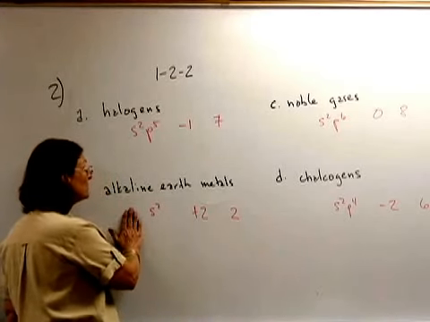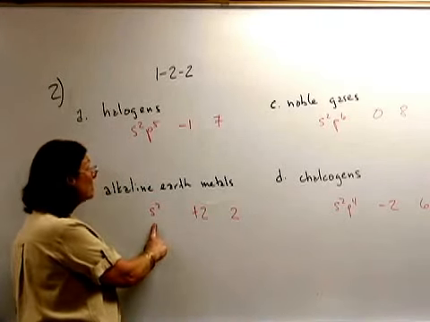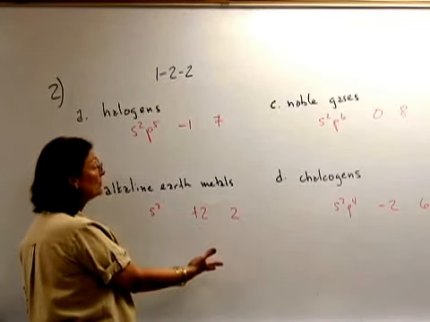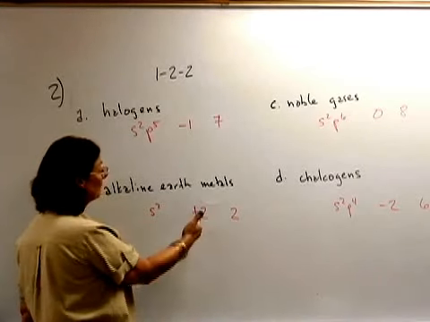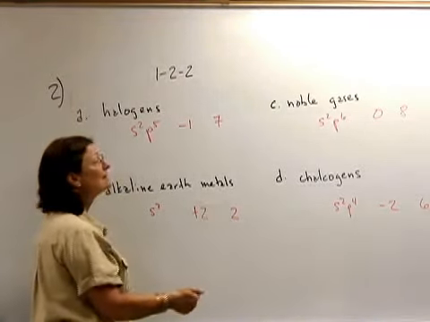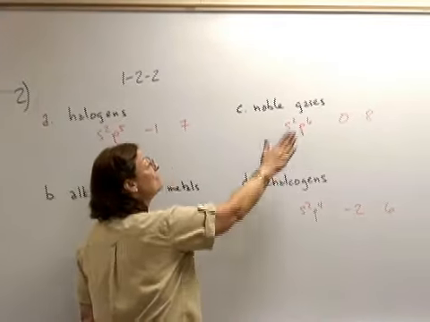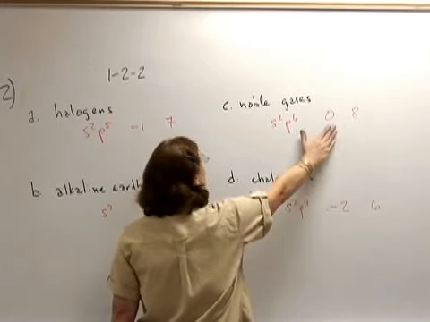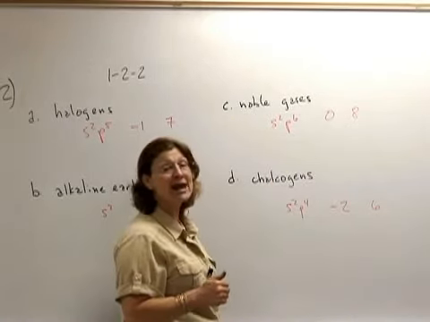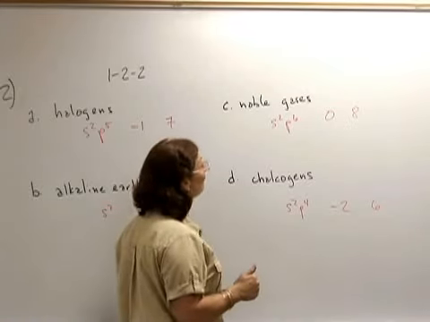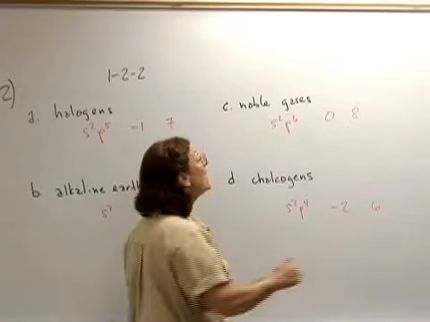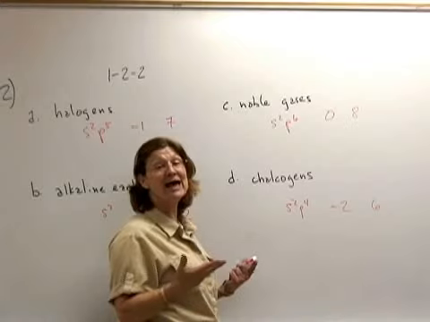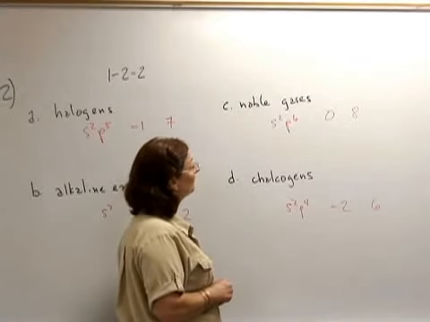The alkaline earth metals have an ending electron configuration of S2. Their charge is +2, so the oxidation number is the same as the charge, +2, and they have 2 valence electrons. The noble gases have an ending electron configuration of S2P6. Their oxidation number is 0. They do not want to gain or lose electrons. They have a very stable electron configuration, and they have 8 valence electrons. That's the full octet, and so they don't want to bond with anything.